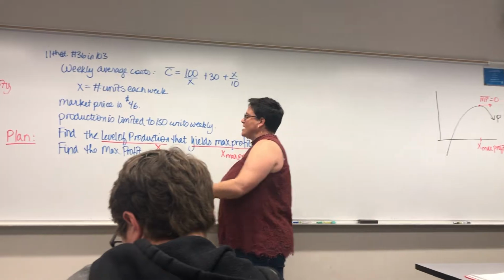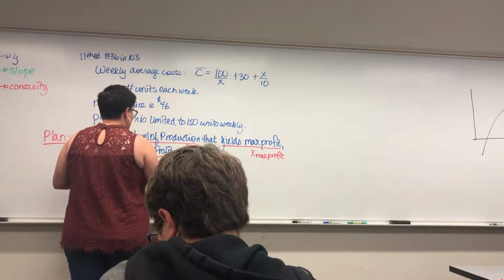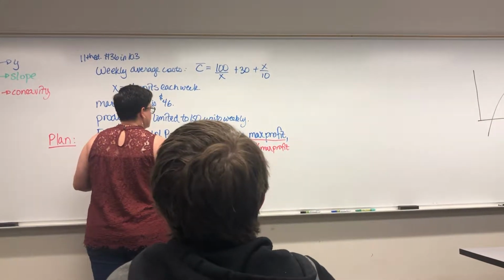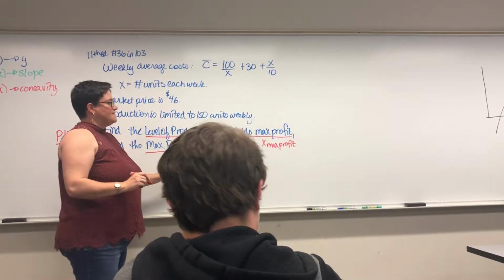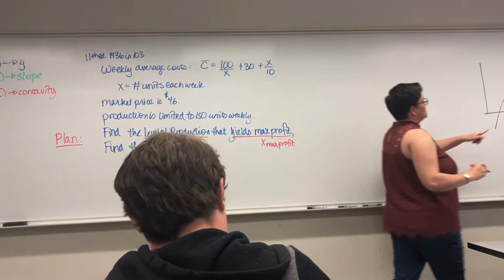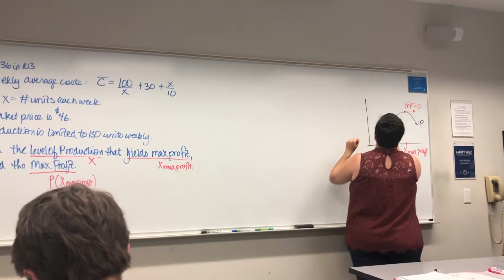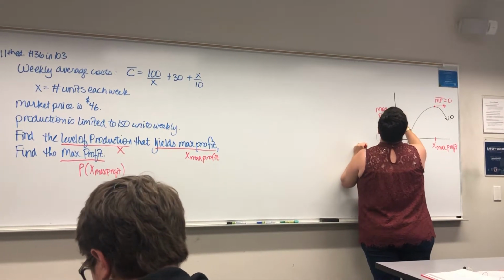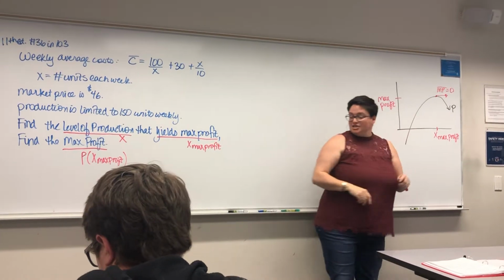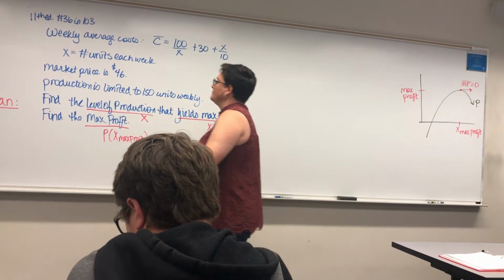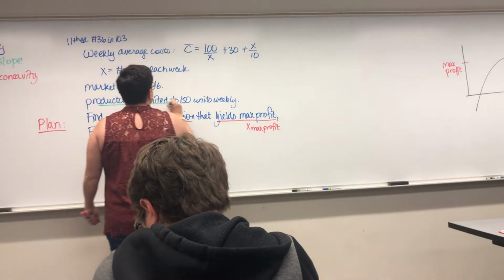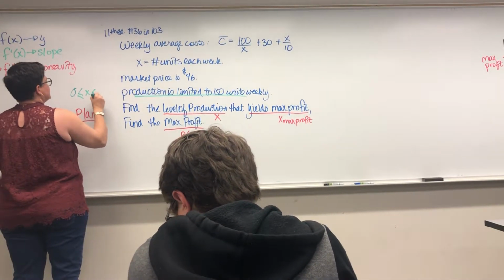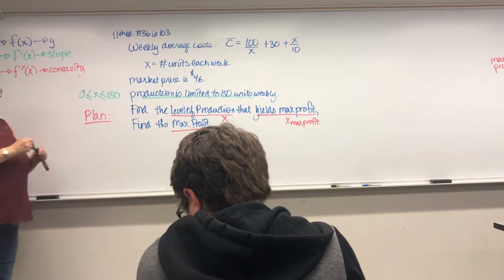So I'm also asked to find max profit. So that's profit at X max profit. That makes sense. So we take that X value and we shove it back into the profit function, and what do we get out? The mathematical max profit, which we then have to check against what? Production is limited to 150 units. So that's like saying 0 is less than or equal to X is less than or equal to 150. You guys with me?